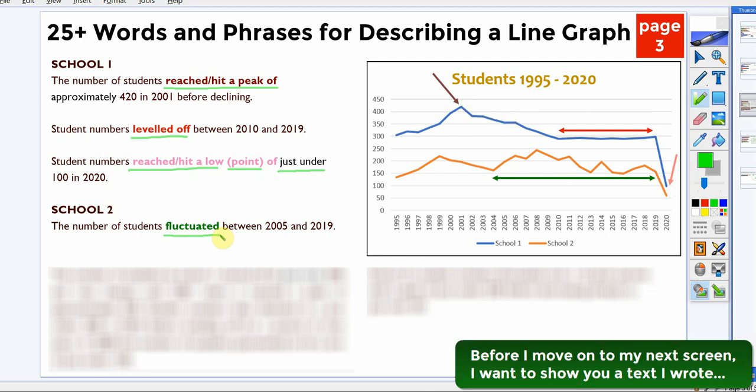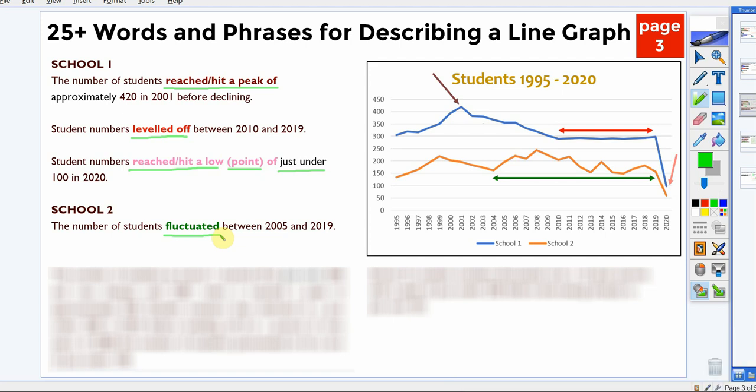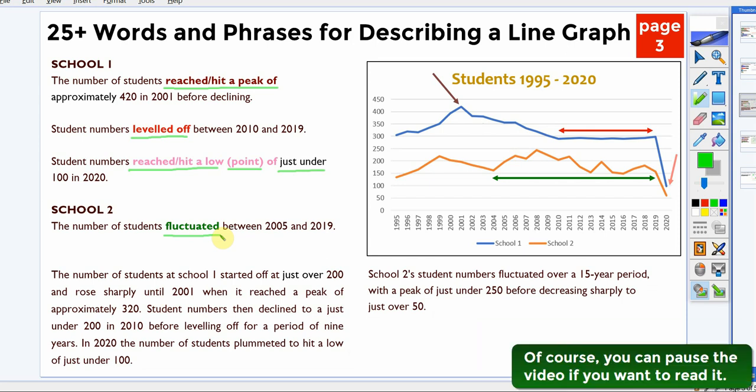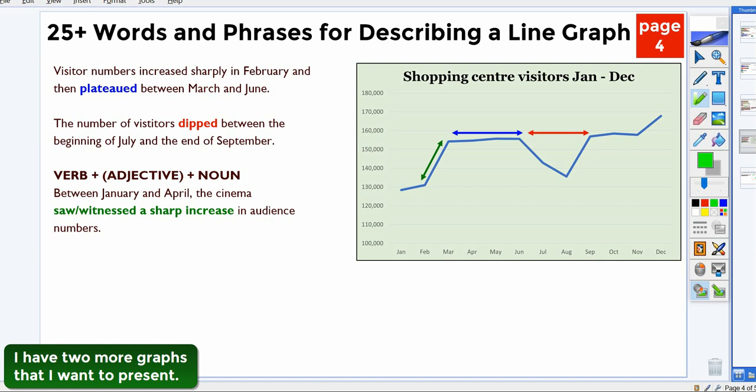Before I move on to my next screen, I want to show you a text I wrote which shows you how you could describe this graph more fluently, not just in individual sentences. Of course, you can pause the video if you want to read it. I have 2 more graphs that I want to present.